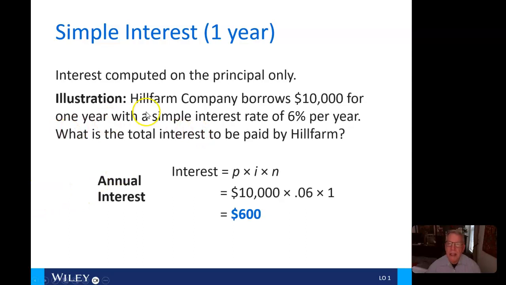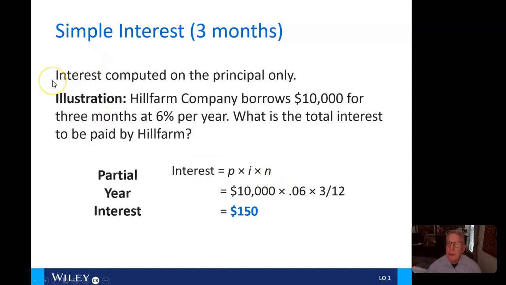Okay, so the interest is computed on the principal only. So here, Hill Farm Company borrows $10,000 for 1 year with simple interest of 6% per year. What's the total interest to be paid by Hill Farm? So very easily, here is the equation. We take the principal times the interest times the number of periods, P, I, and N, and then we'll take this $10,000 times 6%, and that for 1 year, so that's going to be $600. Pretty easy there.